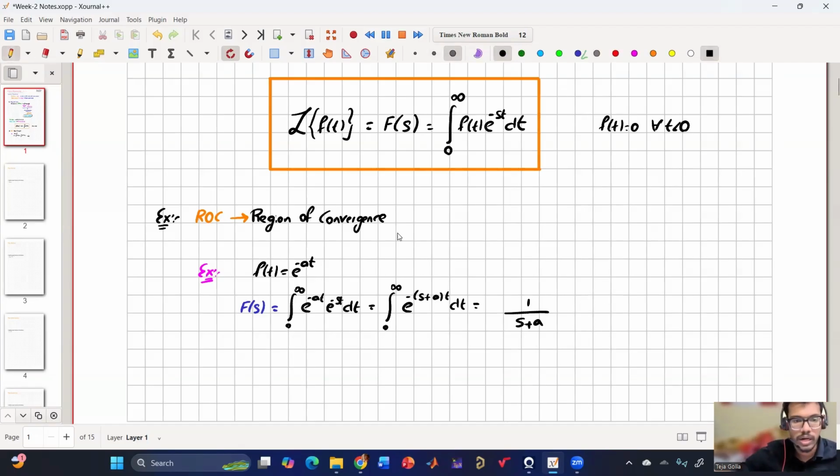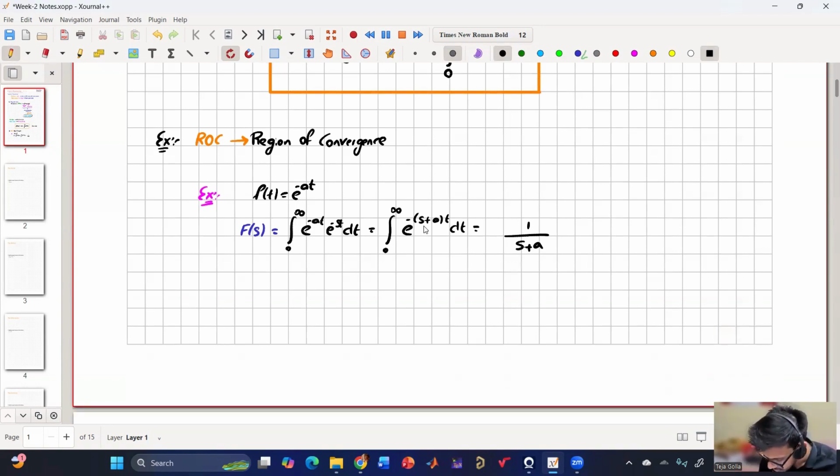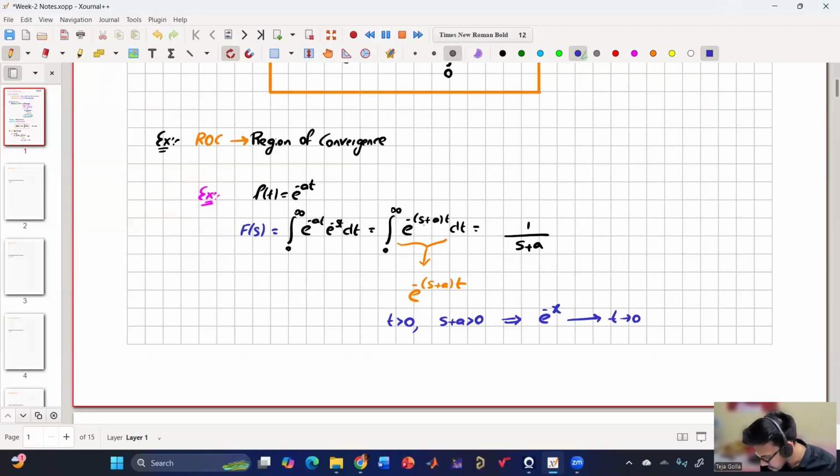So now if you consider e to the power minus of s plus a into t, we are considering t to be positive, right? Say t is positive. So now if you consider s plus a to be positive, then it will be e to the power minus x. If e to the power minus x is there, then if we consider t to be infinity, this expression will tend to 0 as t tends to infinite, right?